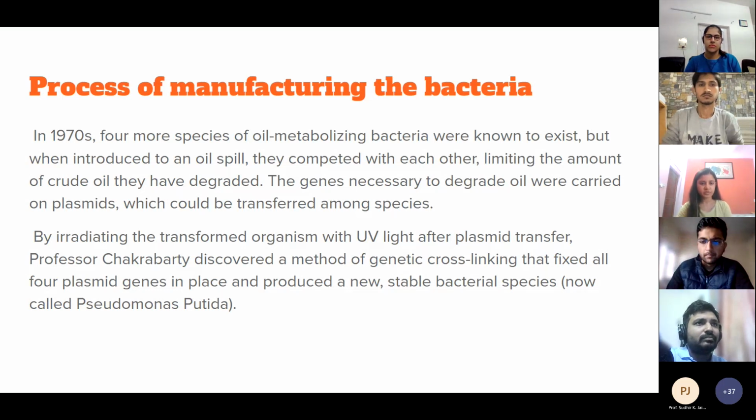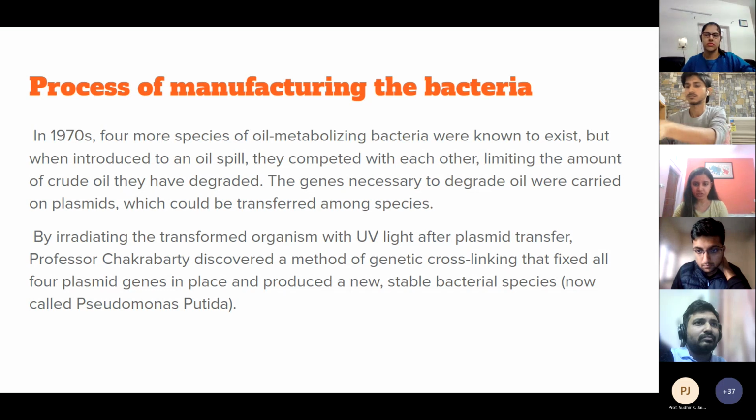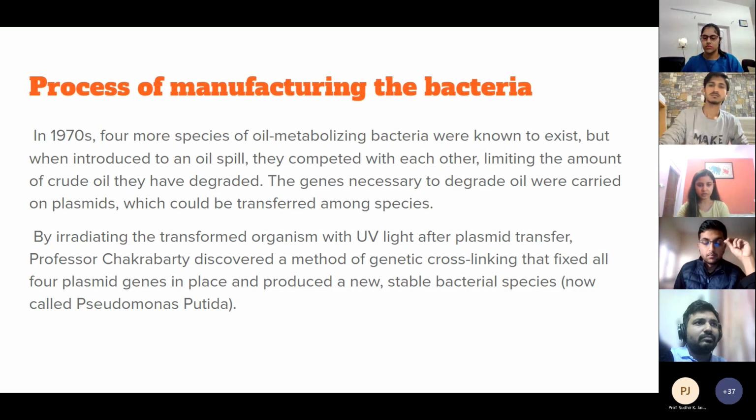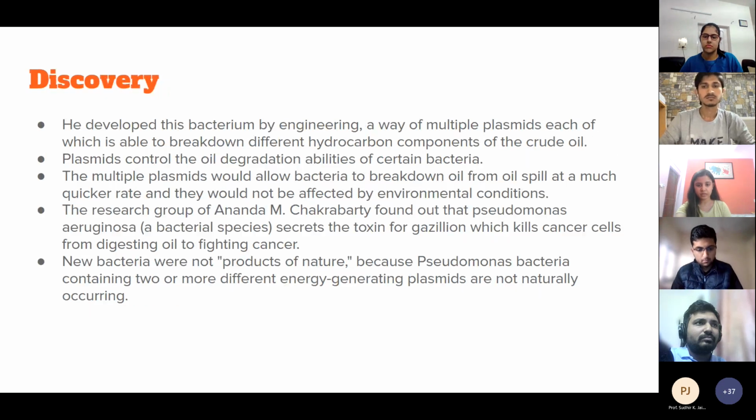What was the process of manufacturing the bacteria? At that time, four more species of oil metabolizing bacteria were known to exist, but when introduced to an oil spill, they competed with each other, limiting the amount of crude oil they degraded. The genes necessary to degrade oil were carried on plasmids, which could be transferred among species. By irradiating the transferred organism with UV light after plasmid transfer, Professor Chakrabarty discovered a method of genetic cross-linking that fixed all four plasmid genes in place and produced a new stable bacteria known as Pseudomonas putida.